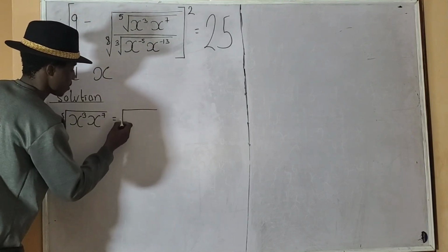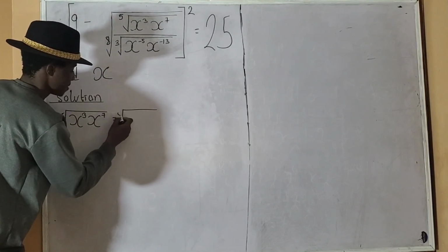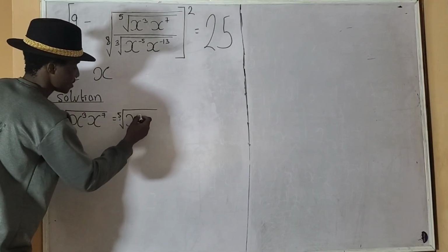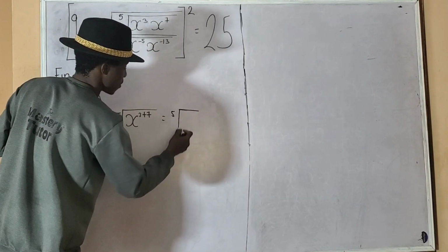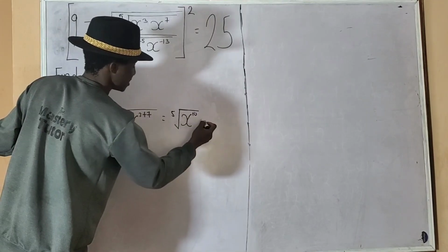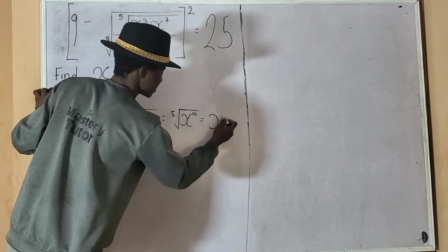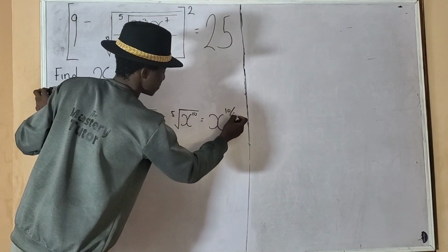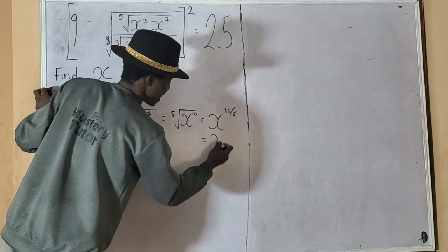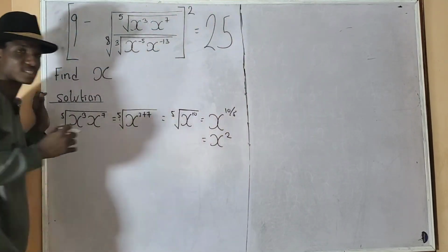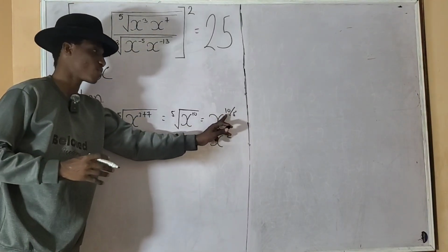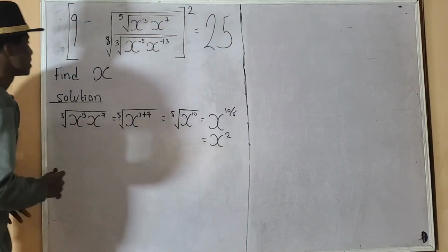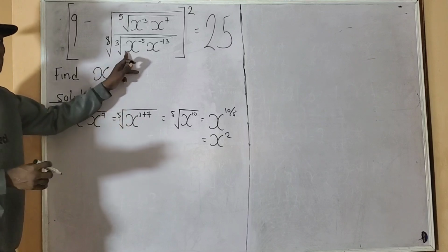So I'm going to have the 5th root of x raised to the power of 3 plus 7, right? This will be equal to the 5th root of x raised to the power of 10. And this, I'm going to have x raised to the power of 10 divided by 5. And this will give me x raised to the power of 2. Do you understand? So we are done with the numerator, because if you take the quotient of 10 and 5, you're going to have 2. Now, let's deal with what we have at the denominator.